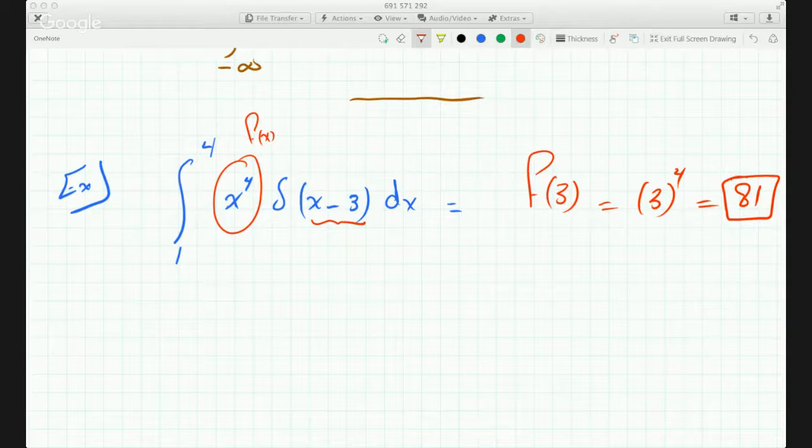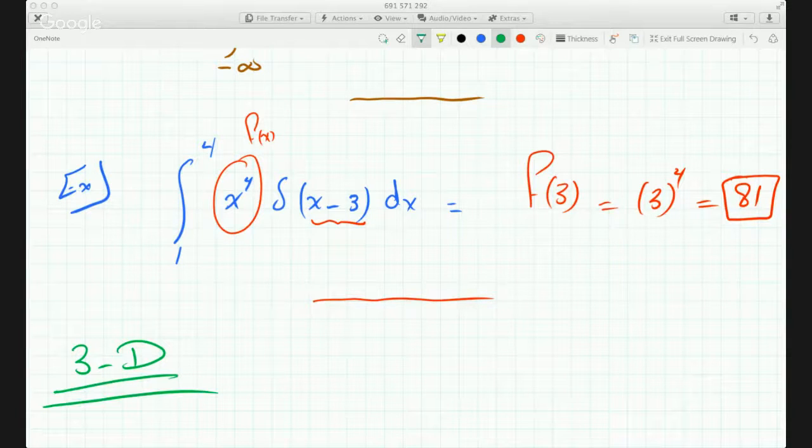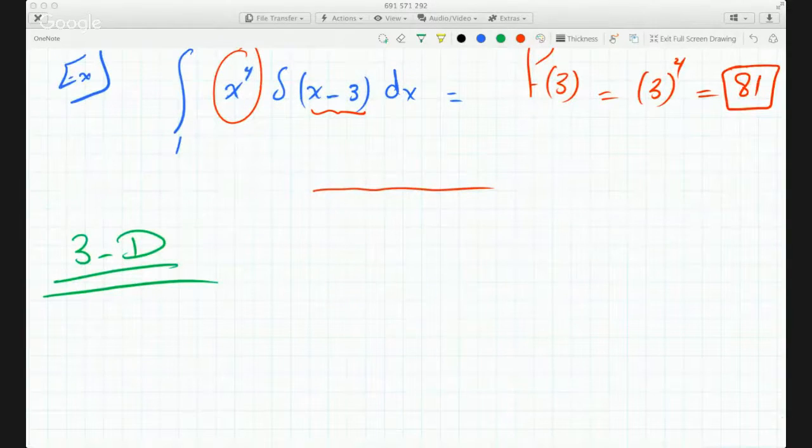Now, of course, I can generalize this Dirac delta function into 3D. So in 3D, we define it like this, the 3D delta function as a function of r.